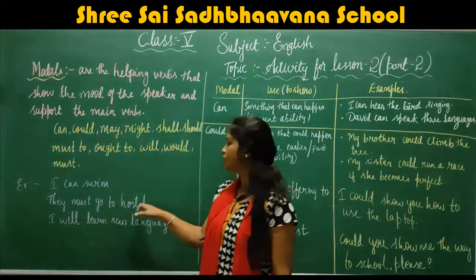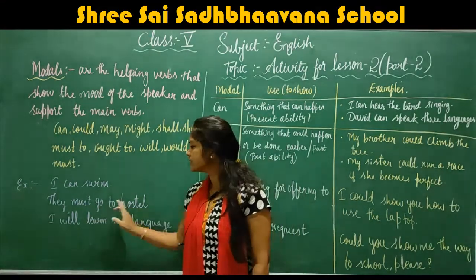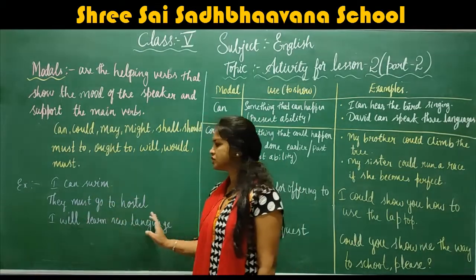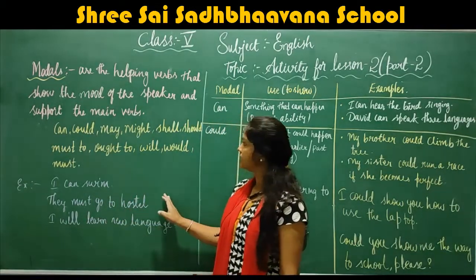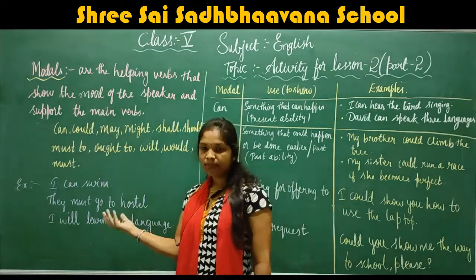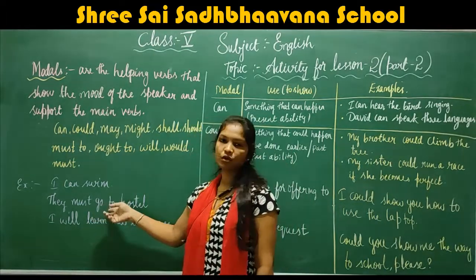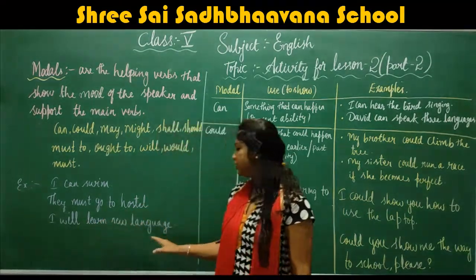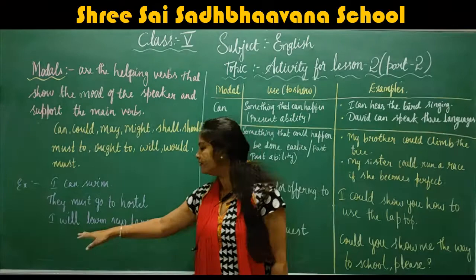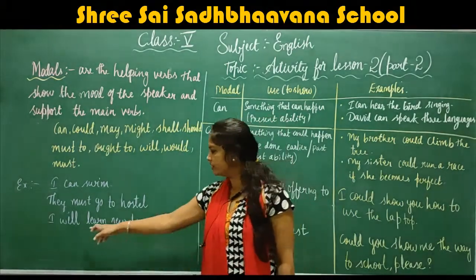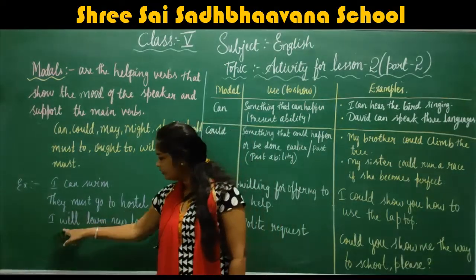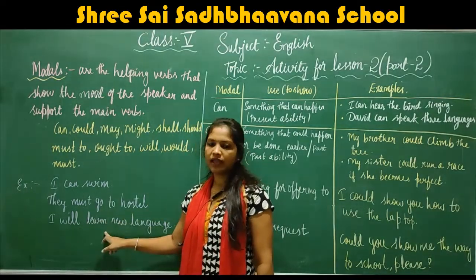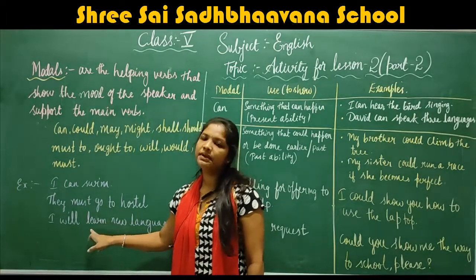Now, they must go to hostel. Here it is compulsory. The sentence shows the mood of the speaker, and it is helping the main verb, that is go. I must go to hostel. Next, I will learn new language. Learn is a verb. So here, will is adding extra meaning to the verb. It is supporting the main verb learn.